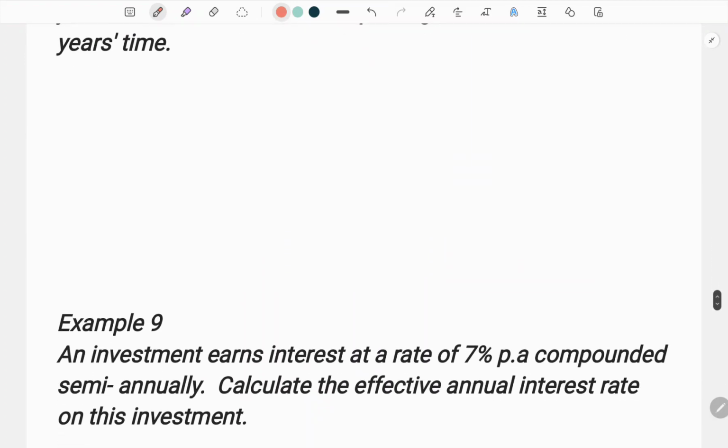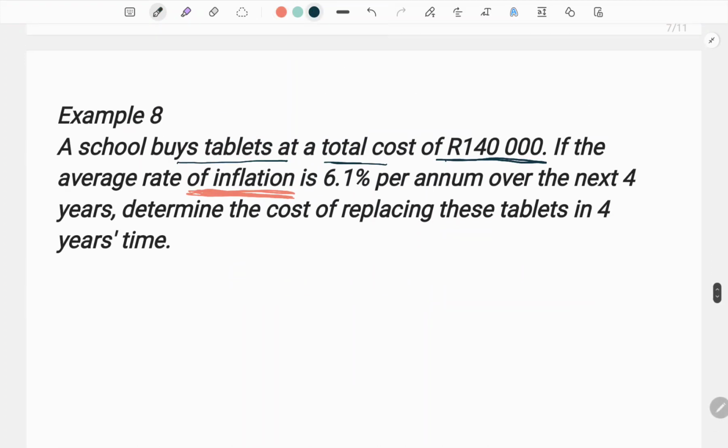So let's look at this. Now the formula is going to be A is equal to P(1 + i) exponent of n. Now this is the value they want: the cost of replacing these tablets in 4 years. It means they want to know how much these tablets will cost in 4 years. What will be the value in 4 years if the average rate of inflation is 6.1.